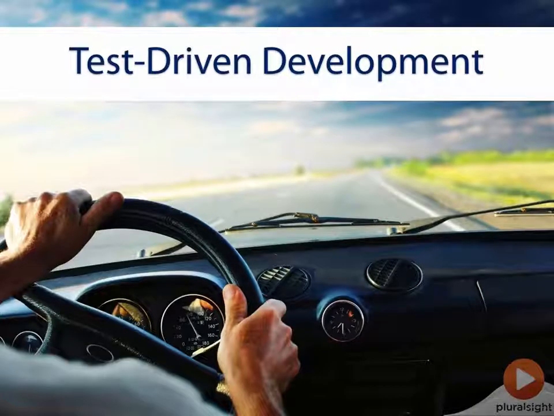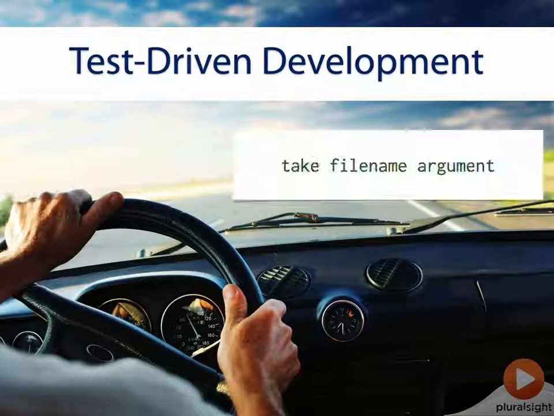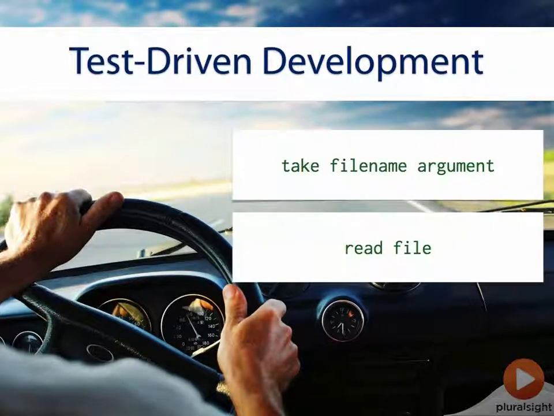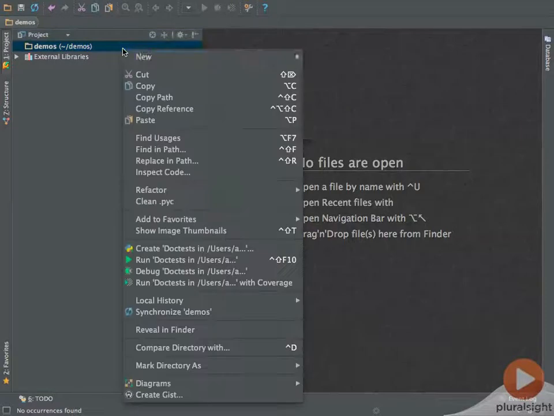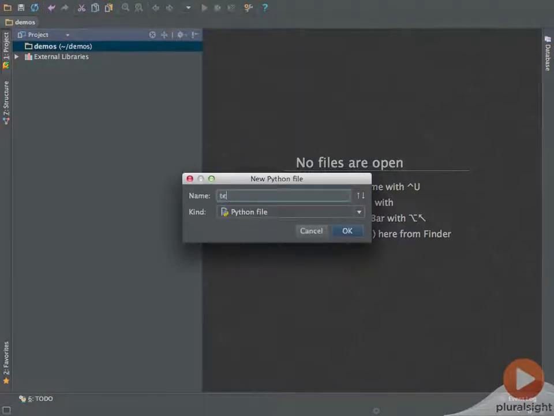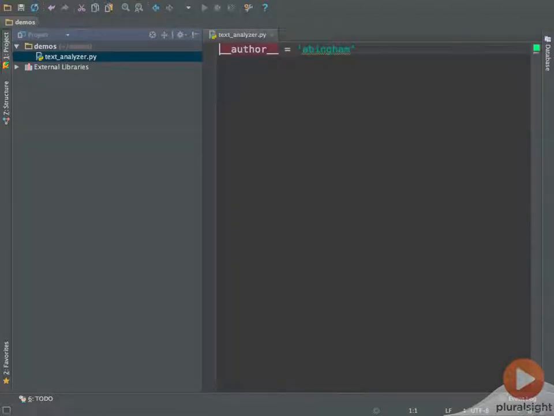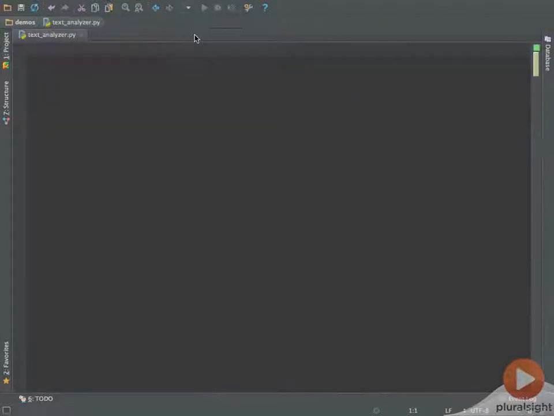For this, we'll use test-driven development to write a simple text analysis function. This function will take in a file name, read the file, and calculate both the number of lines in the file and the number of characters in the file. Since this will be an iterative development process, we'll put the code in the file textanalyzer.py rather than work at the REPL. So to start, let's create our first test with enough supporting code to actually run it.